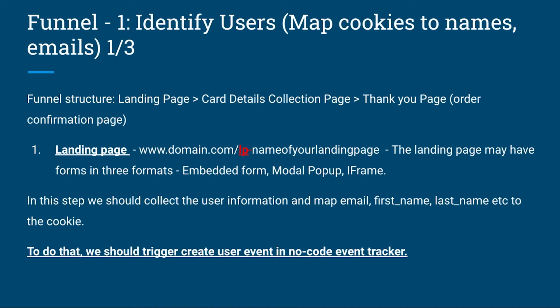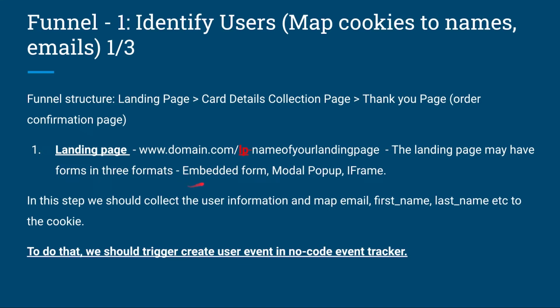So the next step is to collect the user information and map them to a cookie so that it is mapped with the events that you track across the funnel. So for this, you need to trigger the create user event using the no-code event tracker. There are two ways to trigger the create user event. The first case is when you have the lead form on a modal pop-up or iframe, you can actually send the user information through the query parameter to the next page, in this case the checkout page, and track the user details, that is trigger the create user event and track the user information from the URL query.